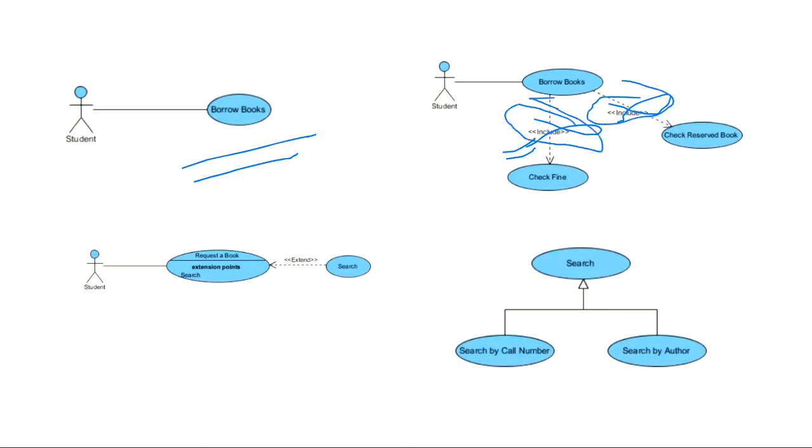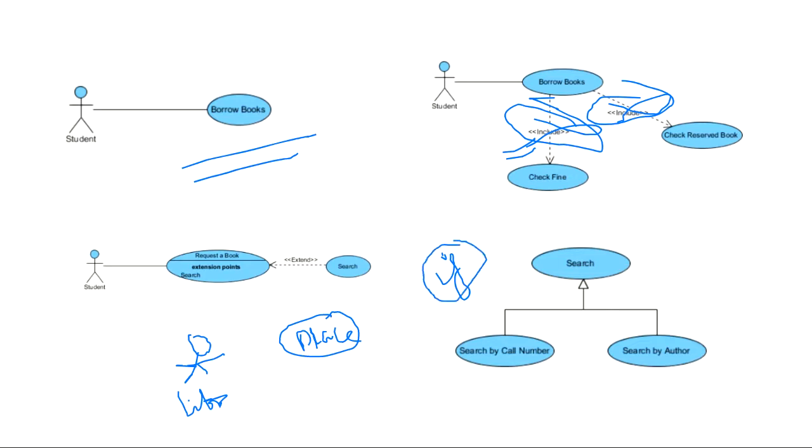For example, suppose there is a statement: you are a librarian, and when you are placing an order, if the money is exceeding a certain amount, you will give an error message, or you will report to your higher authority, something of that kind. So what does this mean? Will you use include or will you use extend?